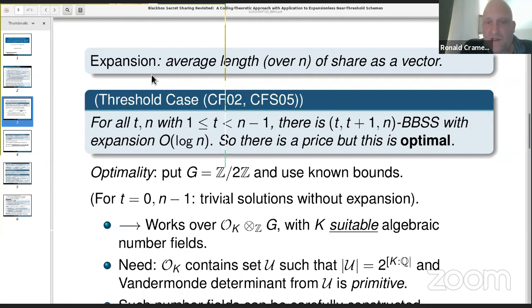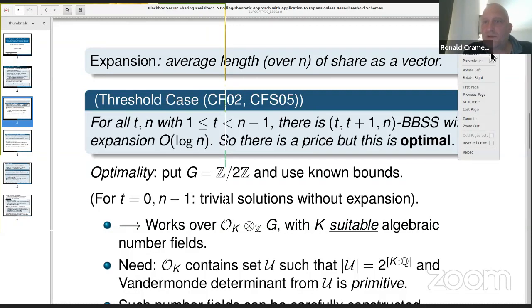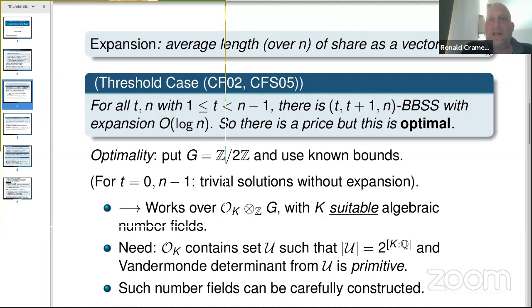Now, the known results here, from my work with Cramer and Fehr from Crypto 2002 and with Cramer, Fehr and Stam from Crypto 2005, is if you have T and N and T is at least one and smaller than N-1, then there is a threshold black box secret sharing scheme with privacy T that has expansion log N. So there is a price for threshold black box secret sharing, but one can show that this is optimal.